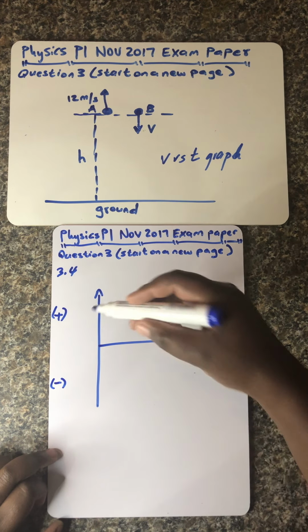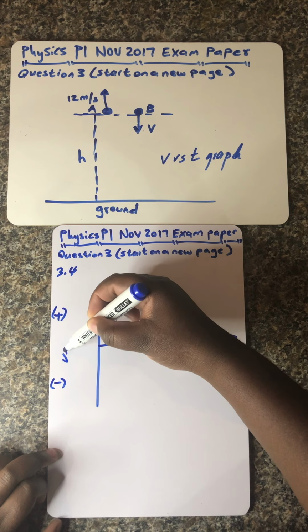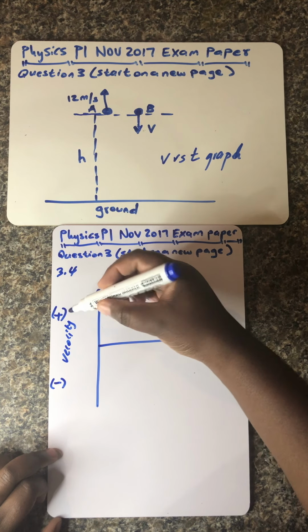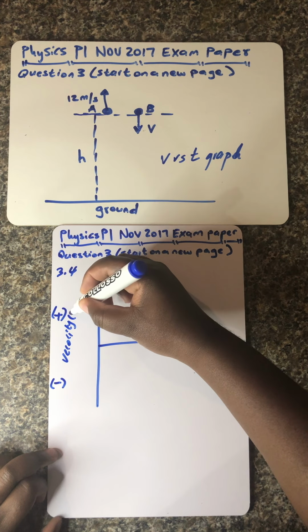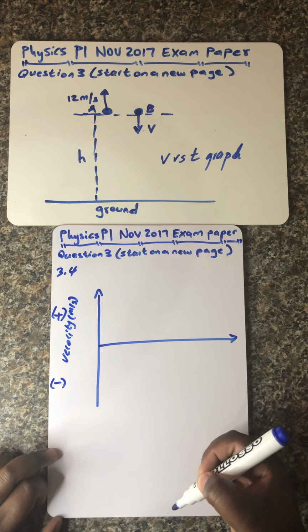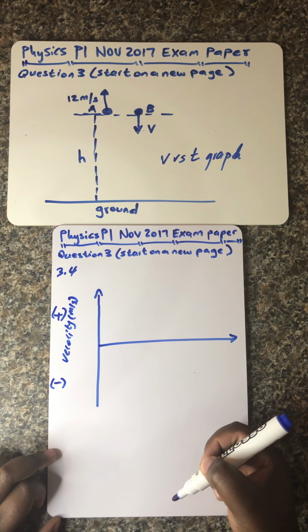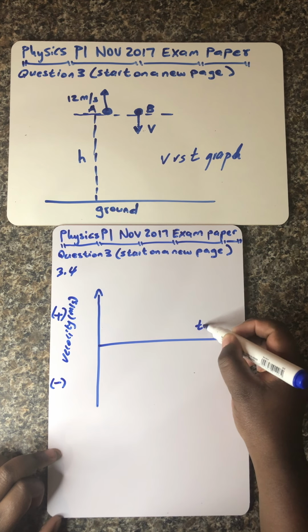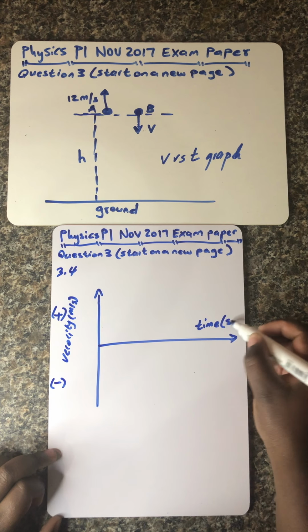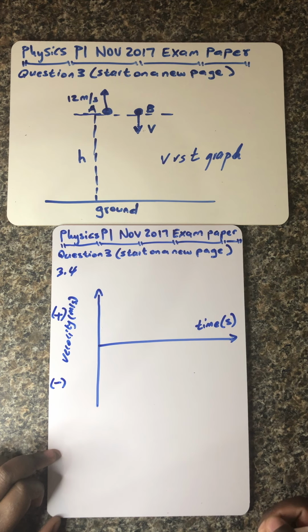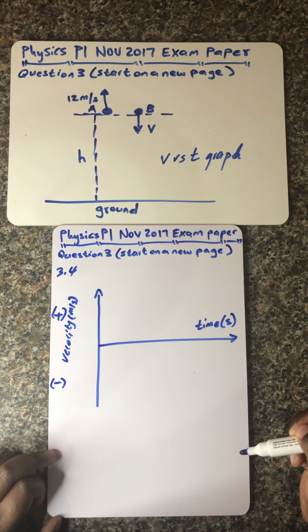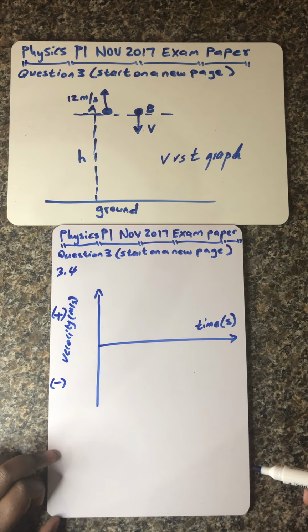So you can just indicate there that this is velocity, and remember to write the units. It's velocity in meters per second. I mean the units for velocity, and then this is the axis for the time. You indicate the time is in seconds. So you use those units because throughout the questions, on all of the previous questions, you're referring to the velocity in meters per second, the time in seconds.